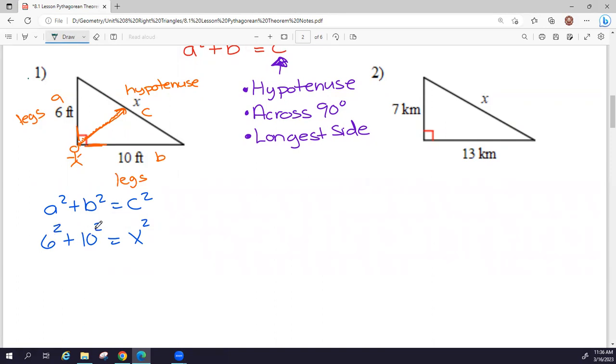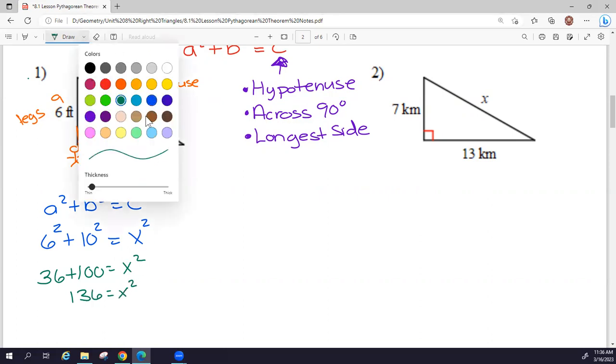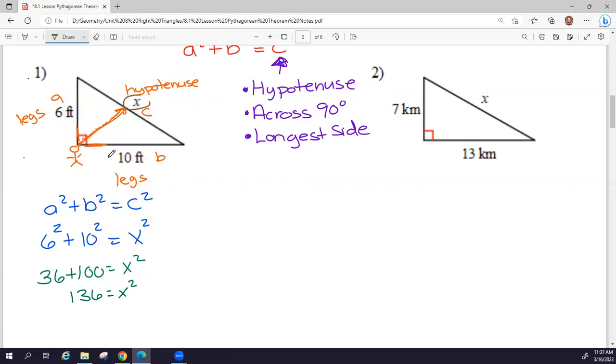If you don't know what 6 squared or 10 squared is, that's totally fine. We can use Desmos. 6 squared is 36. 10 squared is 100. We simplify that. And now we don't really want to end with just x squared. We want to know how long x is. We want to know how long this hypotenuse is.